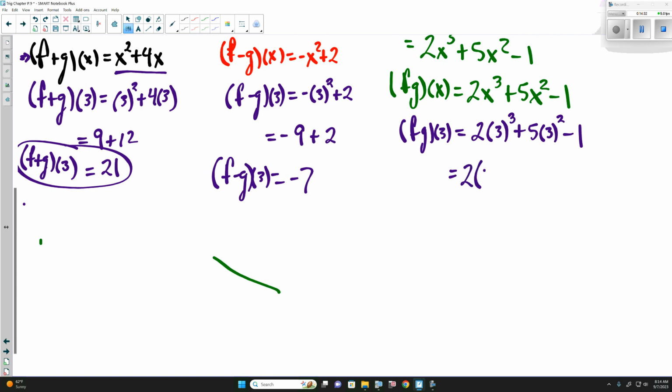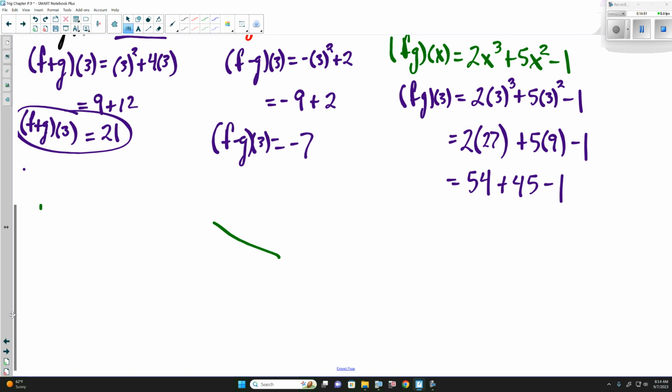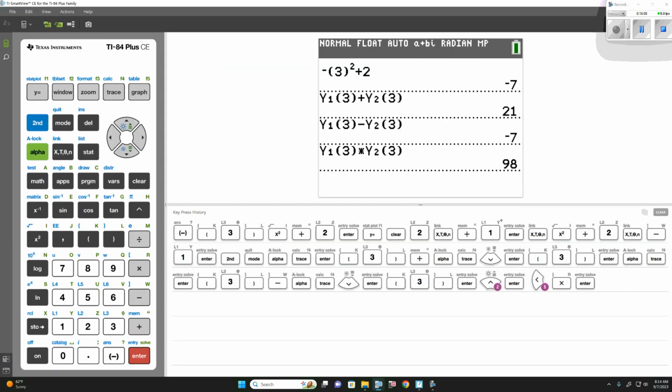Now, 3 cubed is 27. 3 squared is 9 minus 1. 2 times 27 is 54. 5 times 9 is 45 minus 1. Now, really how we do this doesn't matter. I could subtract the 1. 45 minus 1 is 44. And 44 plus 54 is, if I look back at the graphing calculator, it tells me it's 98.